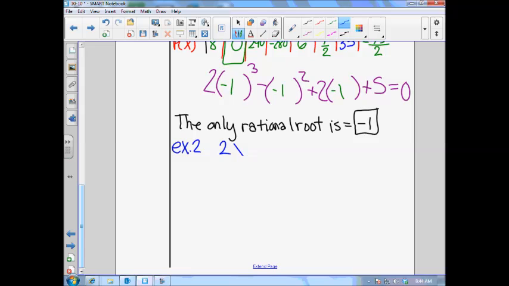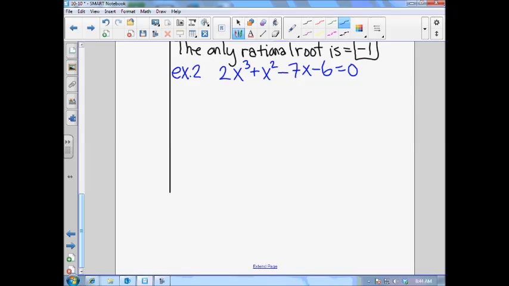So example 2 is 2x cubed plus x squared minus 7x minus 6 equals 0. So step 1 is to list the factors of which one? Of negative 6, the constant. Write all the factors and then turn to your neighbor and tell them what factors you wrote down.